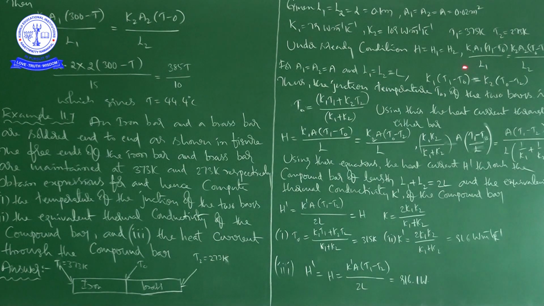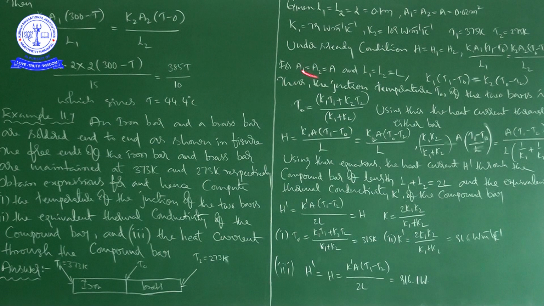That is K1 A1 into (T1 minus T0) divided by L1 is equal to K2 A2 into (T0 minus T2) divided by L2. Assume A1 is equal to A2 is equal to A, and L1 is equal to L2 is equal to L. What is A1 is equal to A2 is equal to A? The area of cross section of the iron bar is equal to the area of cross section of the brass bar. Similarly, L1 is equal to L2 is equal to L means the length of the iron bar is equal to the length of the brass bar.